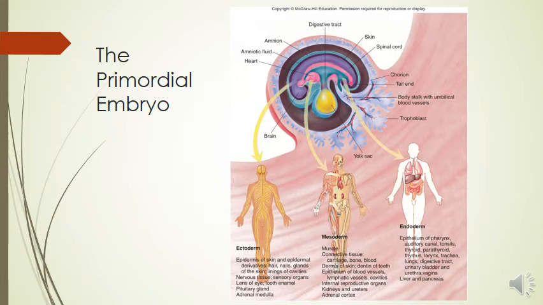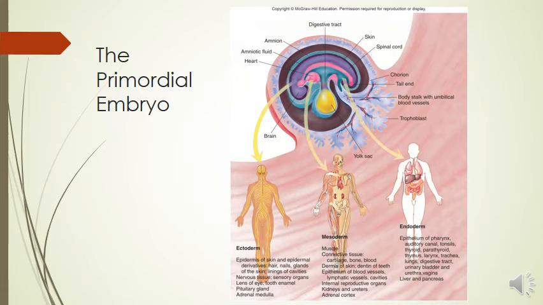And here is a slide showing you, from the ectoderm, the mesoderm, and the endoderm, what is going to develop from each. The ectoderm is going to give rise to the epidermis of the skin and the epidermal derivatives such as the hair, the nails, the glands of the skin, linings of cavities, the nervous tissue, including the sensory organs, the lens of the eye, tooth enamel, the pituitary gland, and the adrenal medulla.